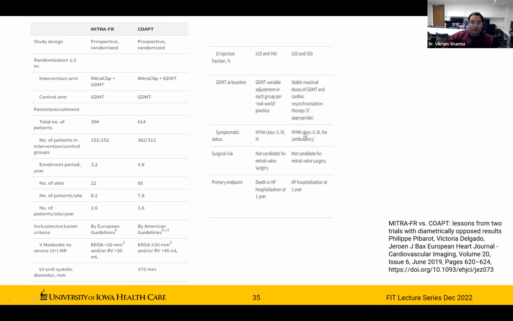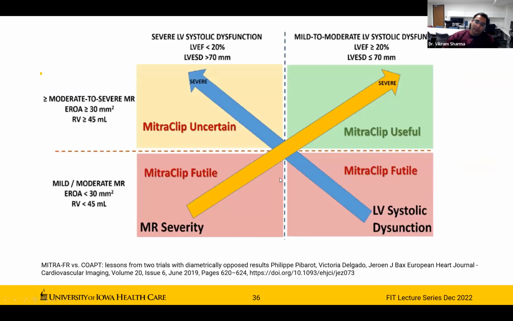And then there were also other differences in the way the medical therapy was managed in the two groups, but those were the main reasons for the difference. So based on this, the current understanding is that the patients who benefit most from the mitral valve edge-to-edge repair are those who have at least moderate to severe mitral regurgitation defined by the COAPT criteria, which is an EROA more than 30 and regurgitation volume more than 45, and patients who have mild to moderate LV systolic dysfunction. So the cutoff they use is more than 20%, but below 70 millimeters as far as the end systolic dimensions of the LV are concerned.